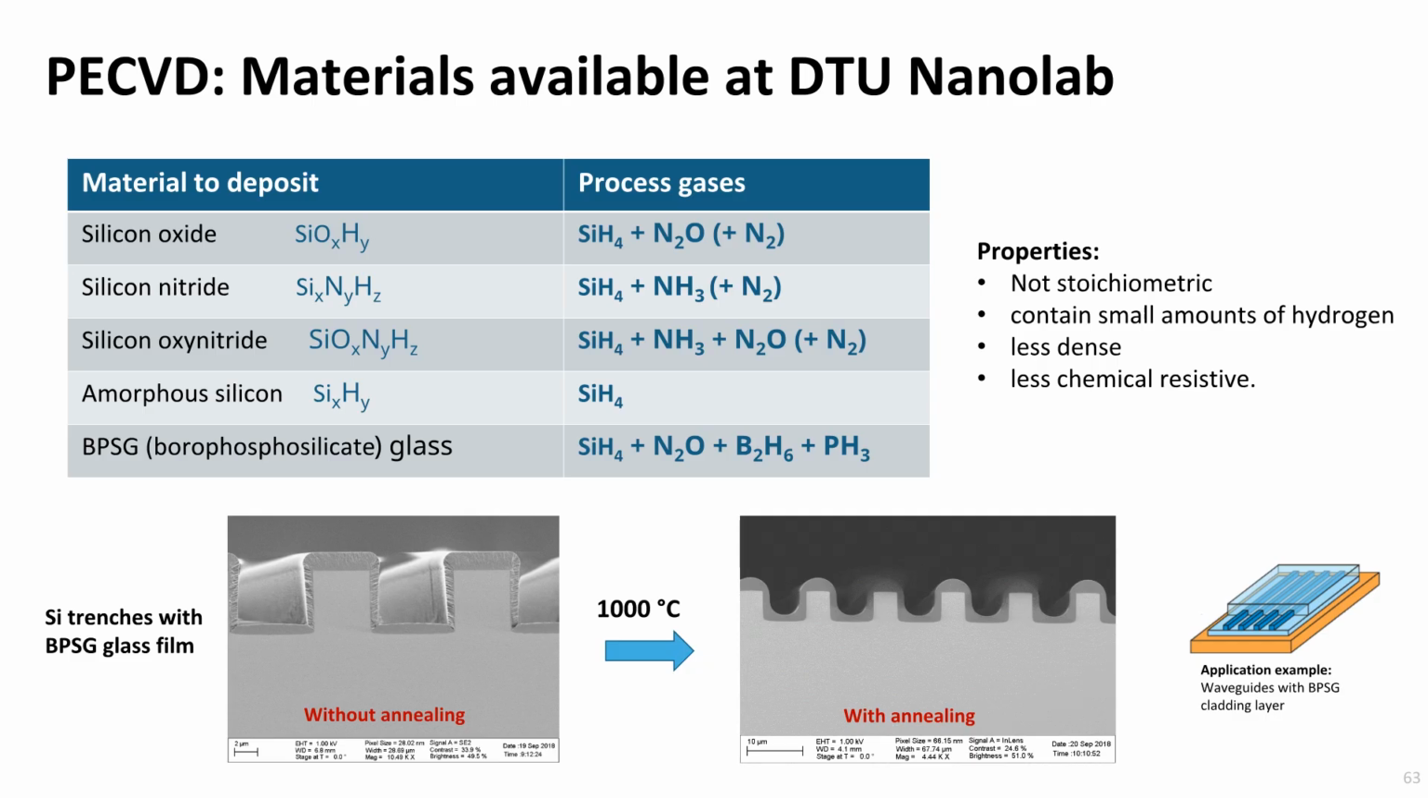The left SEM image shows the cross-section of lines. They have been covered with BPSG oxide. As the BPSG oxide is heated above 1000 degrees, it starts to soften and finally flows. The layer smoothens out and corners become rounded, as shown on the right SEM image. This can be used, for instance, for optical waveguides to cover the structures with a smooth layer.